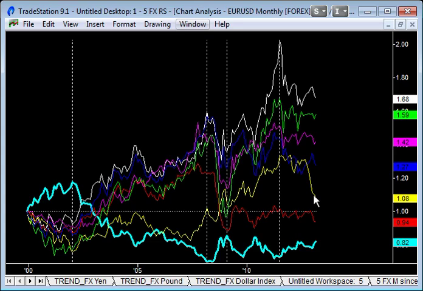Then we've got the yen, here. You can see over the last, as I was saying, since October, this has been in a real decline. And then the net of all of that is the dollar index. So, over this time period, we've had a couple of blips up.